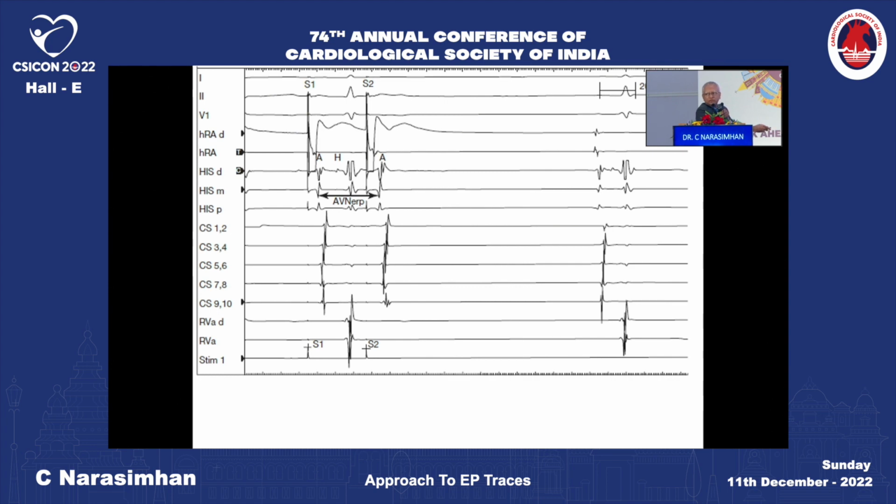compact AV node. Okay, suppose I had seen A, H and no V, I know it's an infra-Hisian block. Whereas if I see A but no His, that means the block is at the level of the AV node itself. So this is how you try to interpret what is going on.